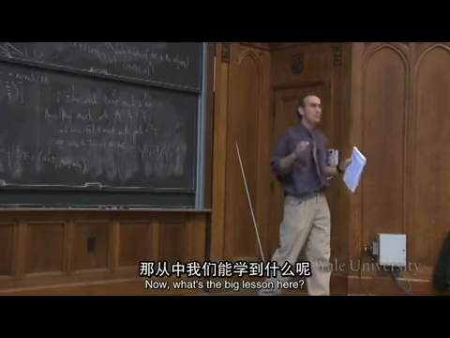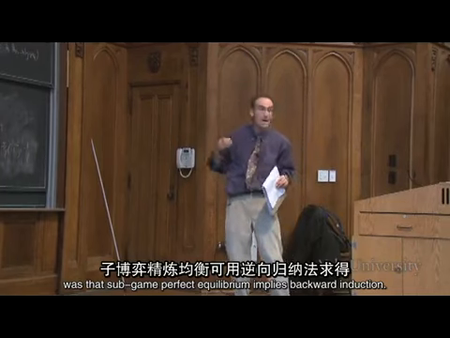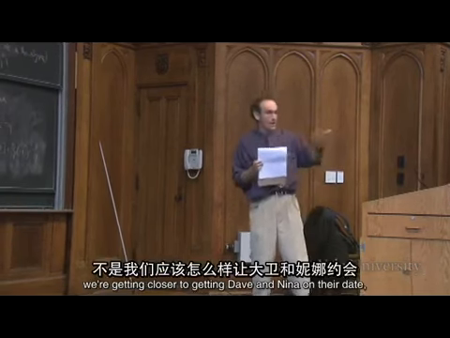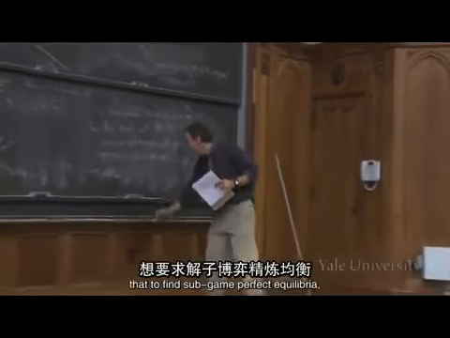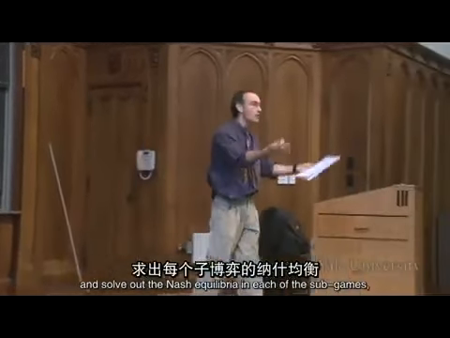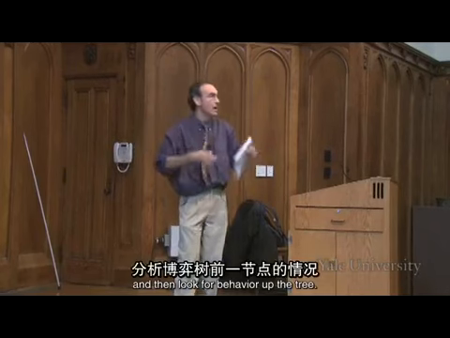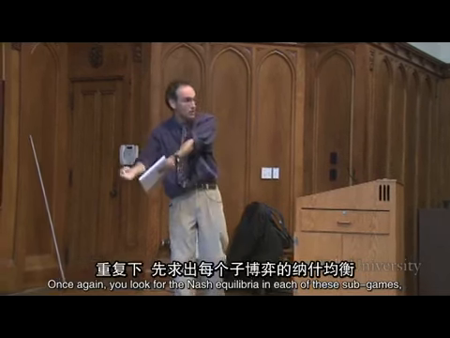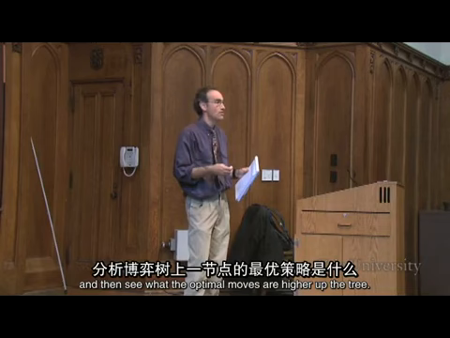All right? And what's the big lesson here? The big lesson of the first game we saw this morning was that subgame perfect equilibrium implies backward induction. The big lesson of this game, other than the fact that we're getting closer to getting Dave and Nina on their date, is that to find subgame perfect equilibria, all you have to do is keep your head and solve out the Nash equilibria in each of the subgames, roll the payoffs back up, and then look for behavior up the tree. Once again, you look for the Nash equilibria in each of these subgames, roll the payoffs back up, and then see what the optimal moves are higher up the tree.